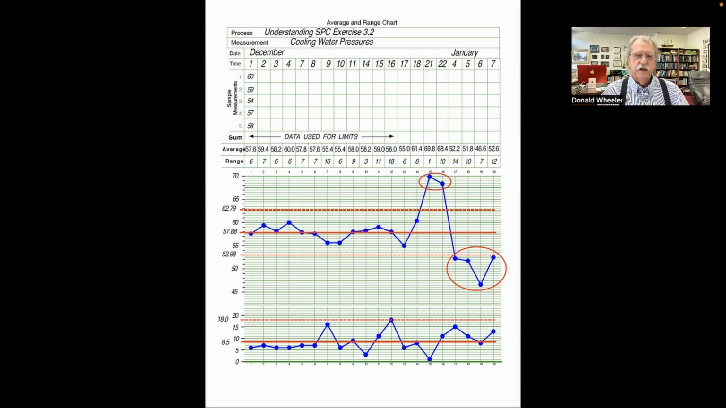Yeah. You see, the water system was invisible. It was down in the basement. The operators couldn't see it. But the water system is being operated unpredictably.